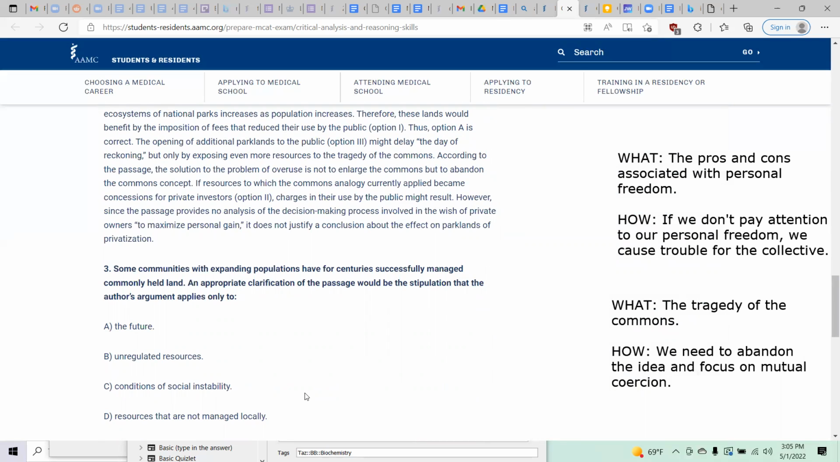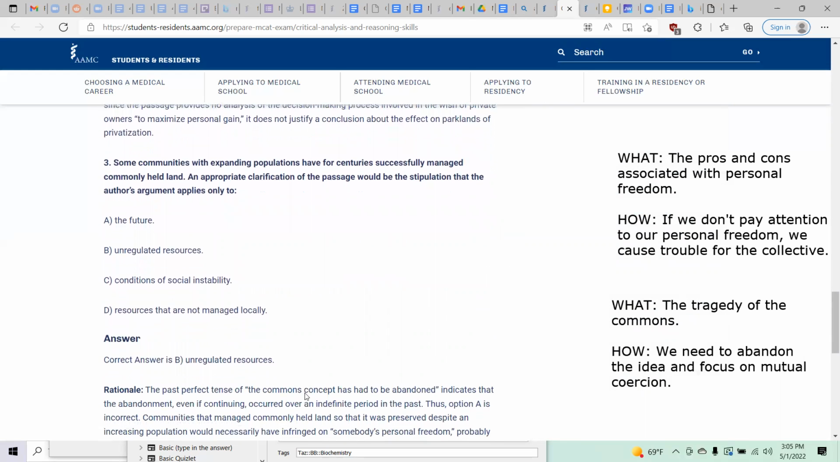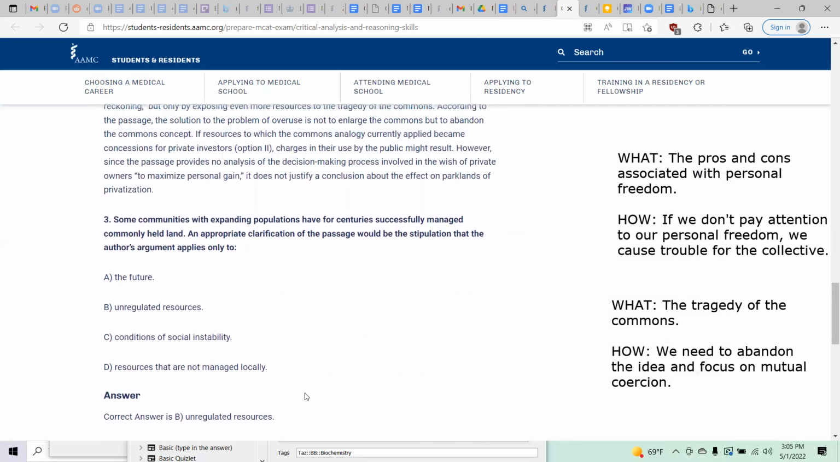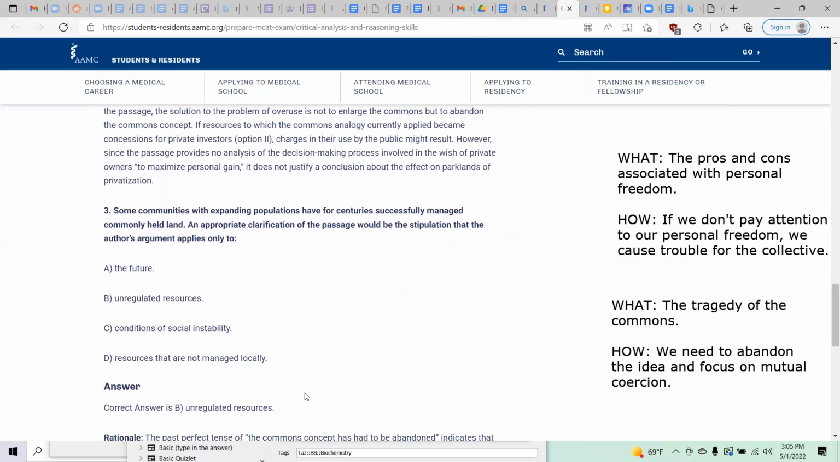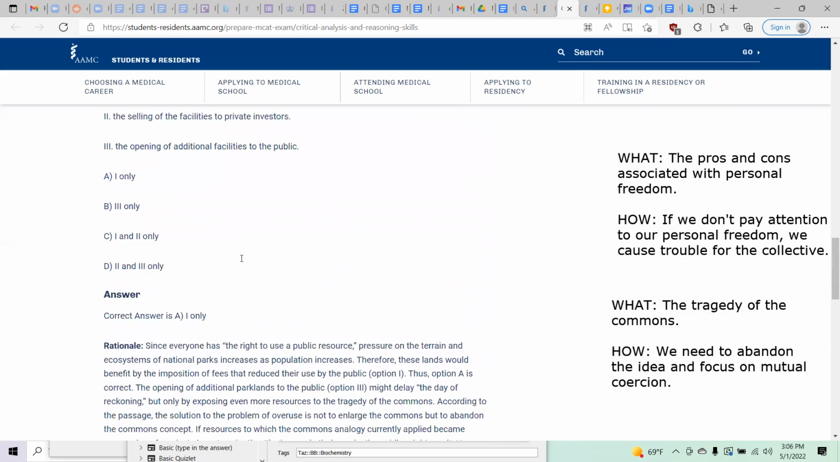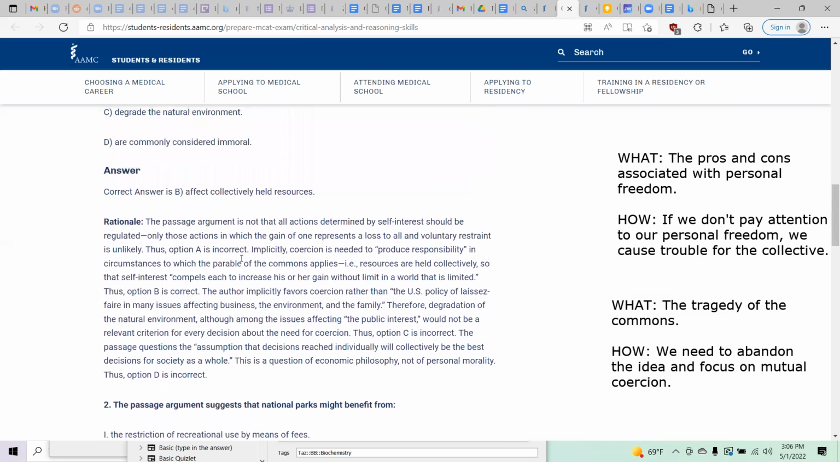I would go with B. You would go with which one? Unregulated resources. Good, because that's what the topic is about. Yeah, that's it. He doesn't really mention anything locally. He never mentioned anything about local management or the impact of local management. Do you see how much different it becomes when you understand exactly what the author is talking about?